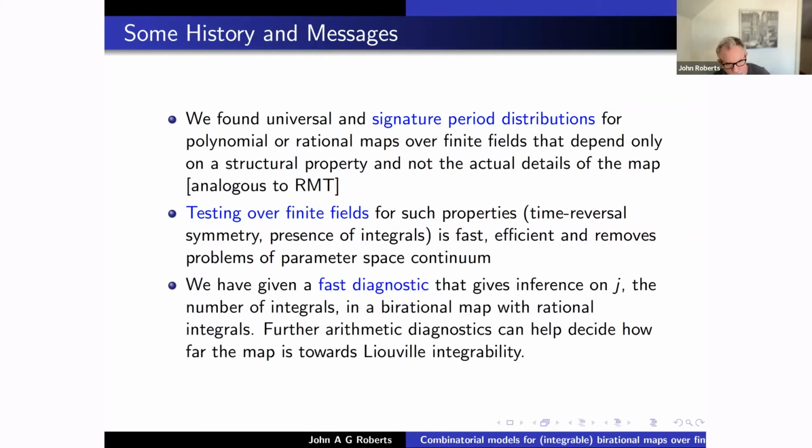Okay. As part of this, and I talked about this maybe a couple of years ago in this forum, Tim and I developed a fast diagnostic that gives an inference on the number of integrals or rational integrals in a birational map. And then you can actually do a little bit more work to see if you can see the footprint or the signature of Liouville integrability. Now, I should say also there is some lovely work being done in a large group that includes Reinout Quispel and Peter van der Kamp, using Darboux polynomials, which actually works in the original space, making certain ansatzes and looking for rational integrals.